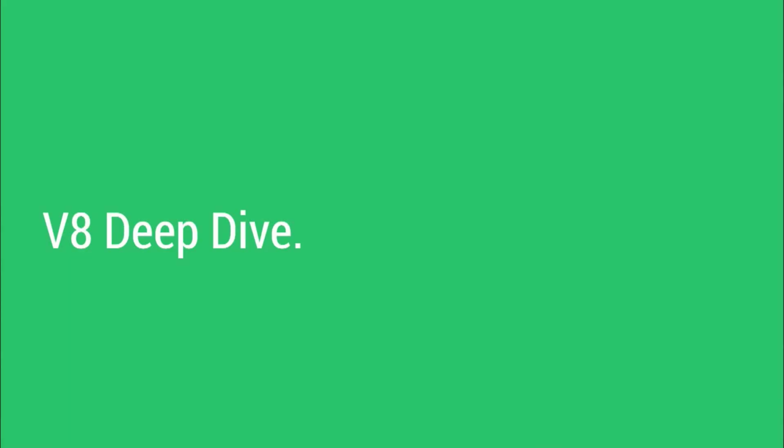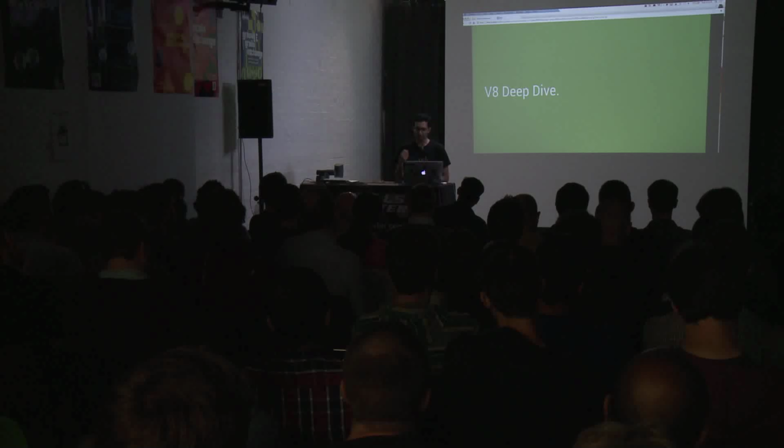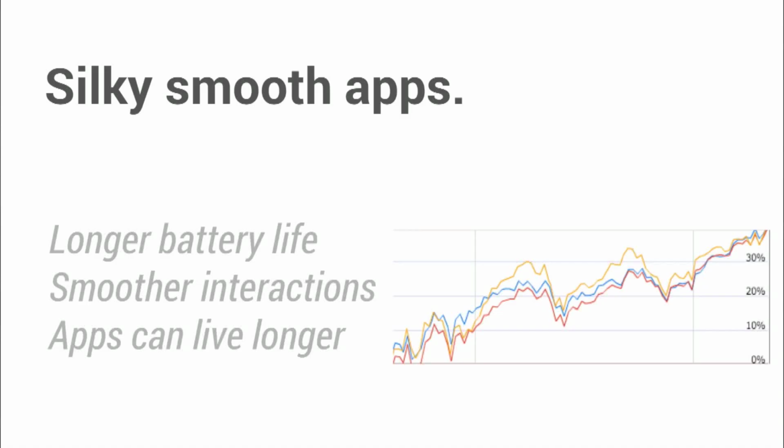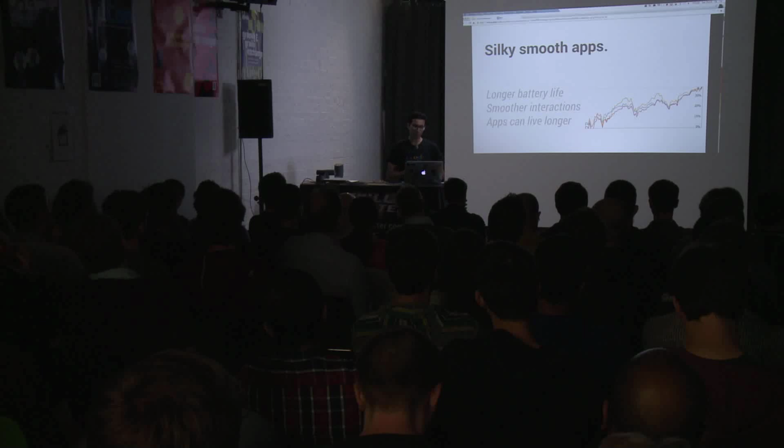So we've been looking at a little bit of DevTools stuff. I'm going to spend a little bit of time talking about the conceptual material of how JavaScript manages memory in V8 to explain some of the stuff that we saw in our demos. For anyone that hasn't quite grokked it yet, why does perf matter? Well, first of all, we care about delivering silky smooth apps. Everyone wants happy users, and silky smooth apps can help us get there. We want longer battery life, smoother interactions. We want our apps to live as long as possible without having to worry about them crashing.